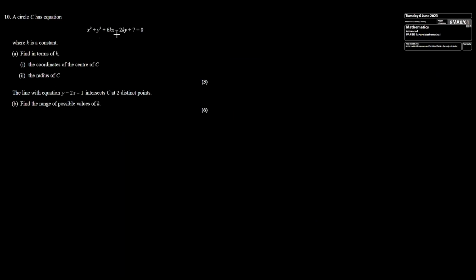Question 10 is all about a circle. We've got a k flowing around in the equation for the circle, but we're asked to find, in terms of k, the coordinates of the centre and the radius. Let's get that out of the way first. So here's the equation of the circle.